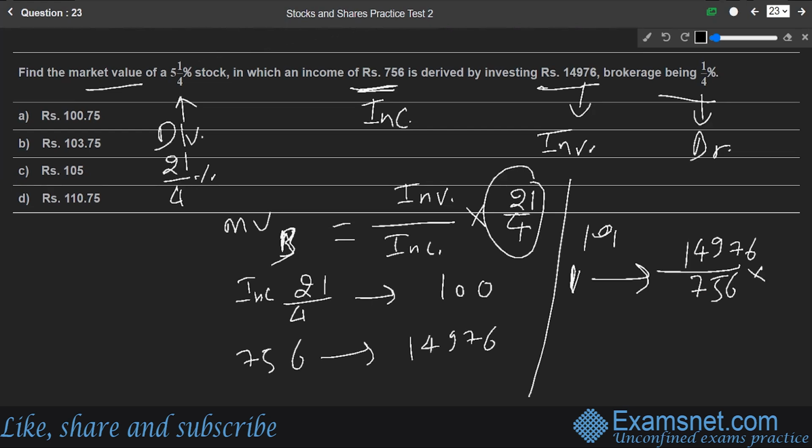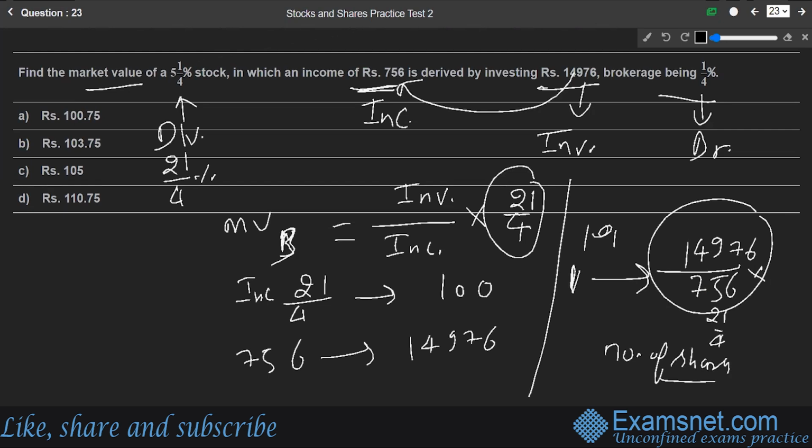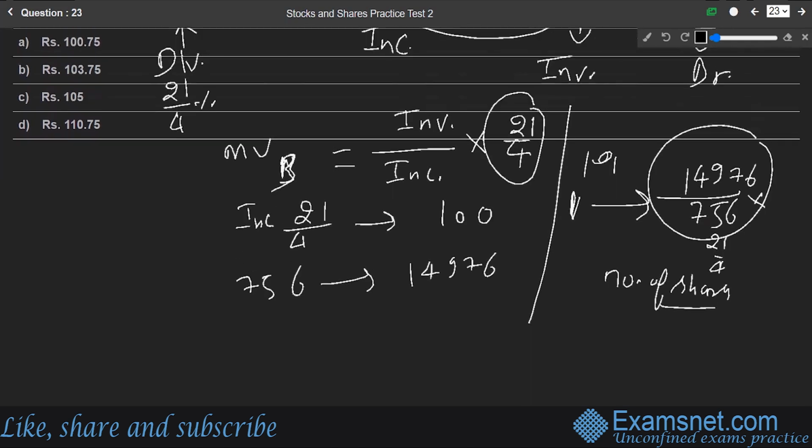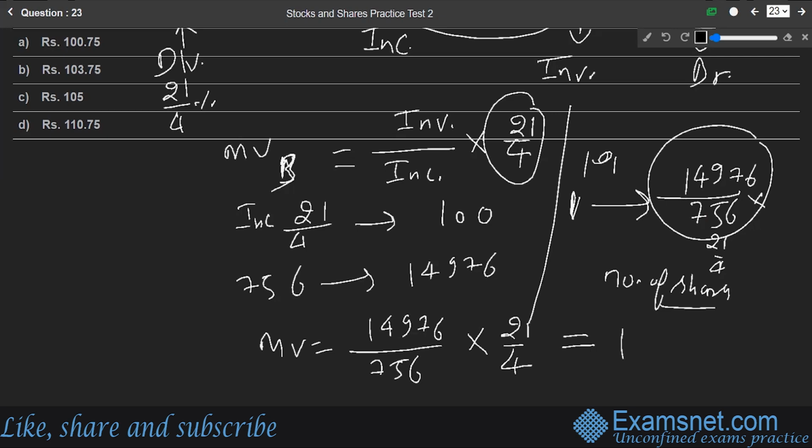That's why we multiplied this by 21 by 4, because 14,976 divided by 756 is actually giving us the number of shares. Number of shares is nothing but total investment divided by total income, the income from all the shares. So that is the number of shares, and each share is offering you 21 by 4 as income. So the market value is 14,976 divided by 756 into 21 by 4. That is the value for one particular share. If you solve this further, you can get to the value. Clearly the numbers can be cut and we can simplify this. After simplifying, we're getting the value as 104.